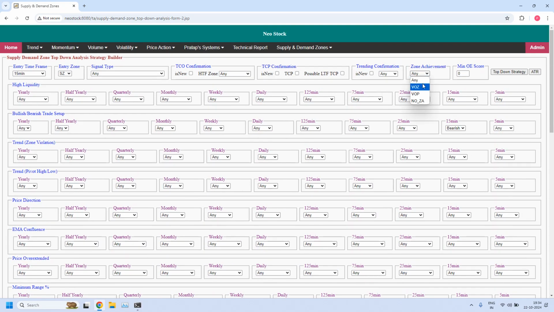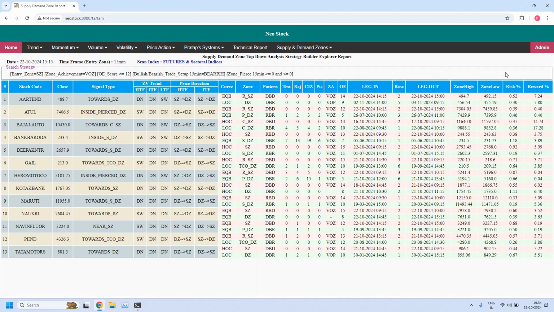Zone achievement violated, opposing zone, minimum odd enhancer score 12. All the 3 filters are applied to the 15 minute supply zone. Let's verify. We got 13 stocks. These 13 stocks are currently supporting a bearish trade setup for daily income trade.